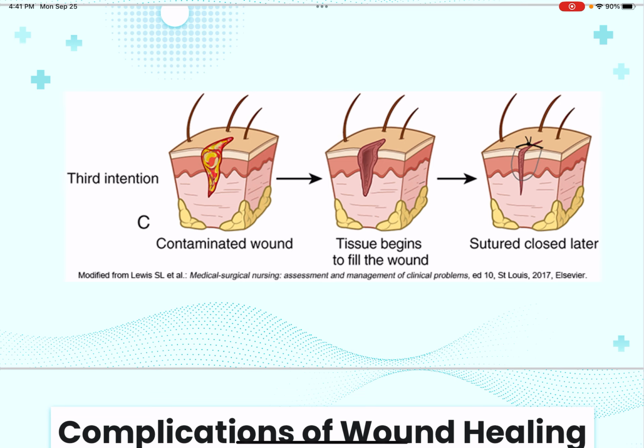Finally, this is wound healing by third intention. There's a contaminated wound, so a wound that has bacteria in it that's prone to infection. Tissue begins to fill the wound, and it's later sutured closed once the infection is gone.